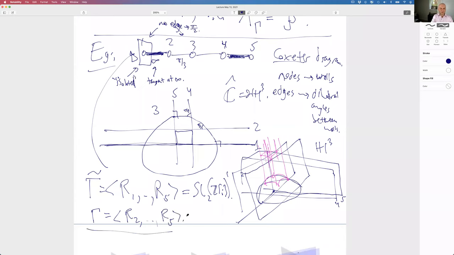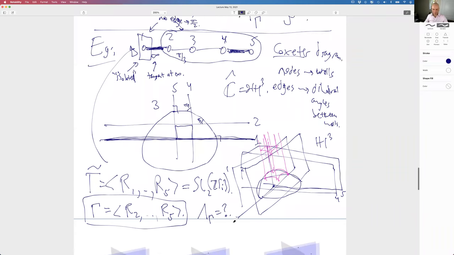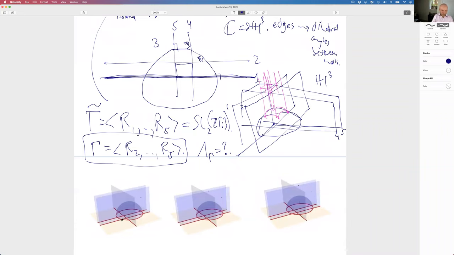And let's look at the limit set of this group gamma. So I'm taking this subdiagram, which is the walls 2, 3, 4, 5, and I'm not taking the inversion in wall 1. And let's see what is the limit set of this thing. So hopefully this will work. So again, this is wall 2, 4, 5, and 3. So these are the walls that you see on the ground.